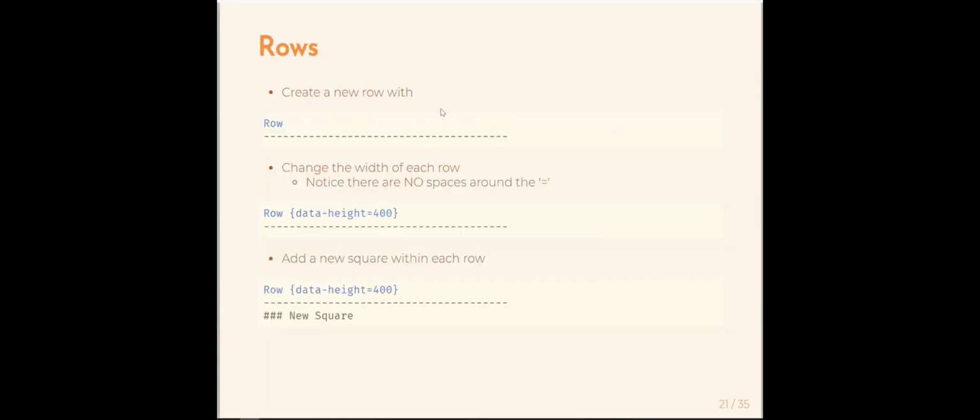Yeah, I think that's pretty much it. And same thing, rows and columns, you would format each of them the same way. So a new row would be row with the level 2 headers, and then you can change the width, the height actually, because rows goes this way, and specify the height, and then you can create a new square within each row with the 3 hashtags.